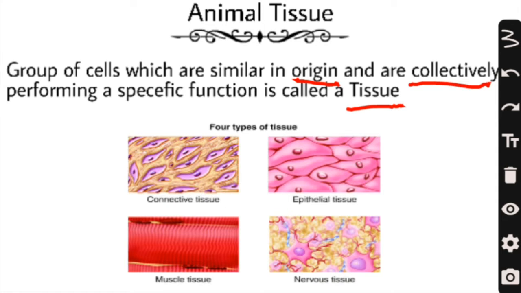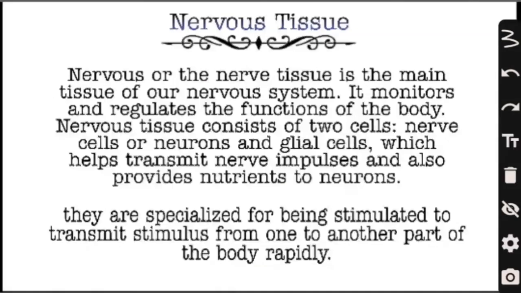There are mainly four types of tissue in a complex body of an animal. These are connective tissue, epithelial tissue, muscle tissue, and nervous tissue. So today we'll be discussing nervous tissue. So what is nervous tissue?